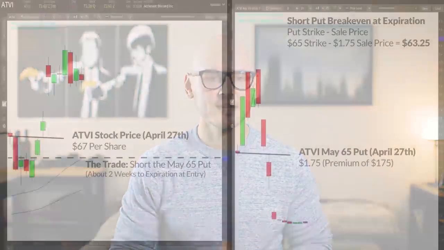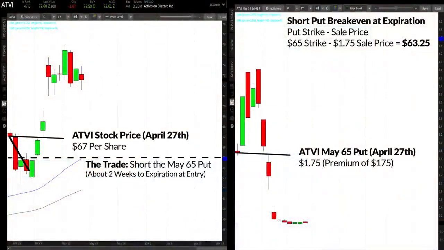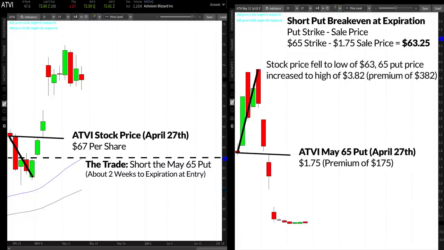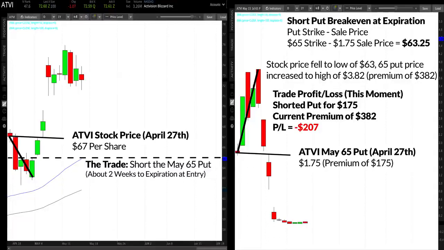On May 1st, Activision shares had actually fallen, and the 65 put was actually trading for $3.82, meaning that the premium or value of that put option was $382 at that moment. If I short a put option and collect $175 in premium, but the premium of that put option increases to $382, I will have a $207 loss for every put option that I shorted.